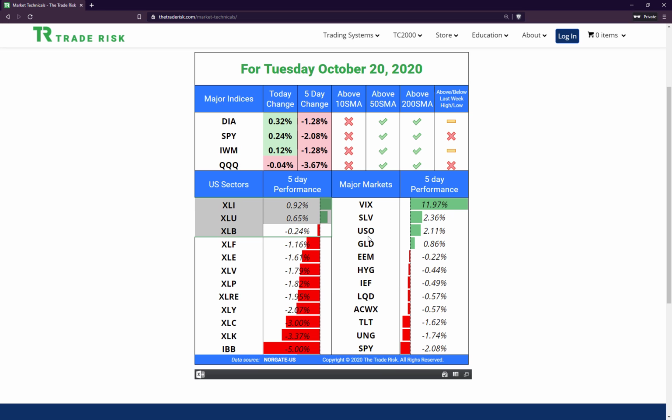If we take a look at sectors here, we've got industrials, utilities, materials. Those are our top 3 relative strength outperformers here over the past 5 days. On the downside, we've got biotech, technology, and communication services down 3 to 5% over the past 5 trading days. And in terms of major markets, we got VIX at the top slot here, 12% to the upside, followed by silver and oil. And on the downside, we've got the S&P 500, natural gas, and TLT, relative underperformers over the past 5 days. A little bit of an interesting mix there, namely looking at the TLT and the SPY, both down over the past 5 trading sessions.